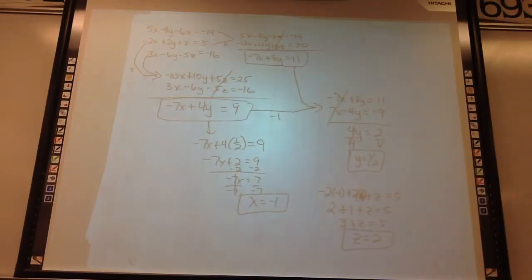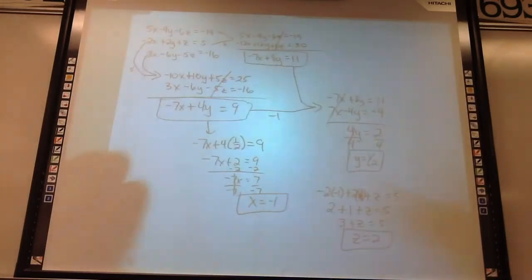Are we going to graph? Yeah, we're going to graph. I don't know, we'll see. We might do 3D graphing next week. Well, yeah, you have 3 variables. You have an x, a y, and a z. It'll be a 3D graph. But for now, we're going to use this to find an equation of a parabola.